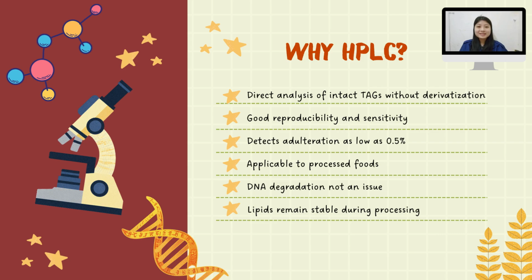Why HPLC is selected is because it allows direct analysis of intact TAG without derivatization. It has good reproducibility and can detect adulteration as low as 0.5%. Most importantly, it works well for processed food because lipids remain stable during thermal processing, unlike DNA.